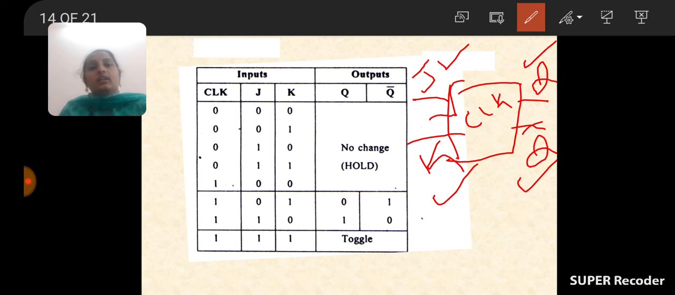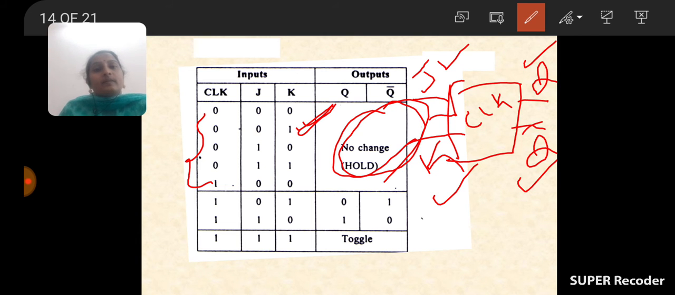So see here, in the simplified version, if the clock pulse is 0, if both J and K are 0, a no change condition occurred. If J is equal to 0 and K is equal to 1, again no change condition occurred. If J is equal to 1 and K is equal to 0, also no change condition. If both are 1, also no change condition.